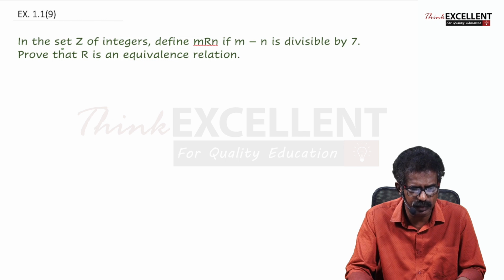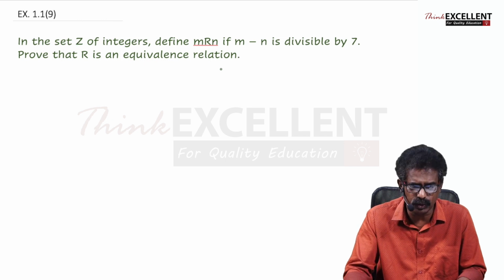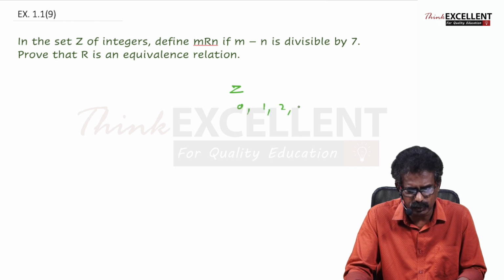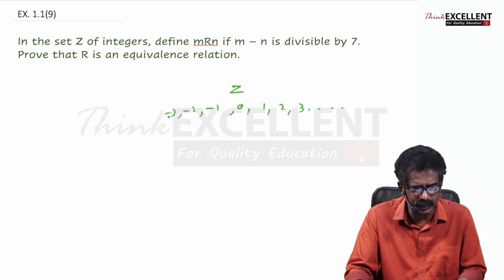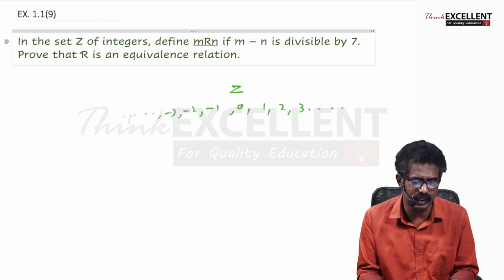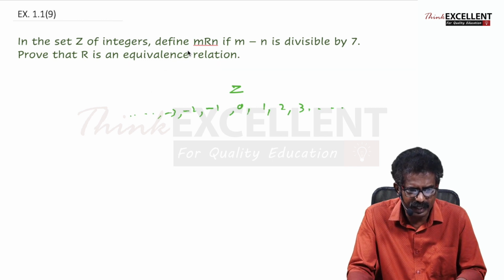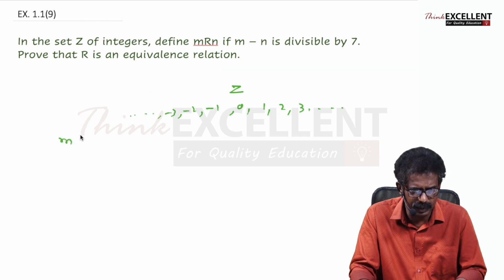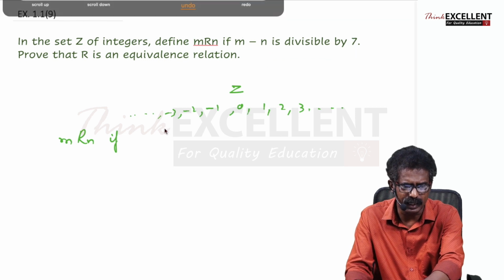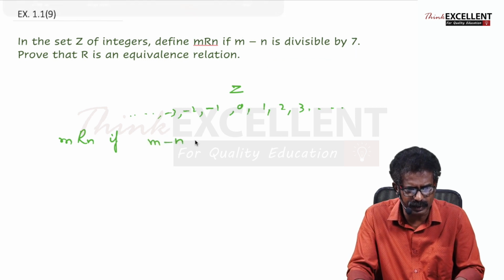In the set Z of integers, you know what are integers? 0, 1, 2, 3, etc., and -1, -2, -3, etc. So this is the set of integers. So here Z is a set. Define M related to N. You can say M is related to N when M minus N is divisible by 7.